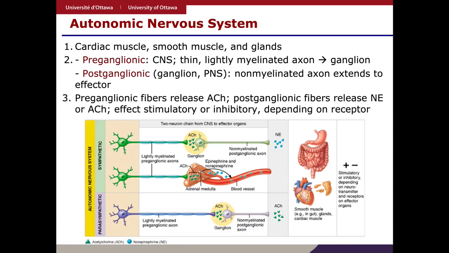Autonomic postganglionic fibers release two neurotransmitters, norepinephrine, secreted by most sympathetic fibers, and acetylcholine, secreted by parasympathetic fibers. Depending on the neurotransmitter and the type of receptors on the target organ, the effect may be excitatory or inhibitory. So the ANS differs from the SNS in that it can stimulate or inhibit its effectors.